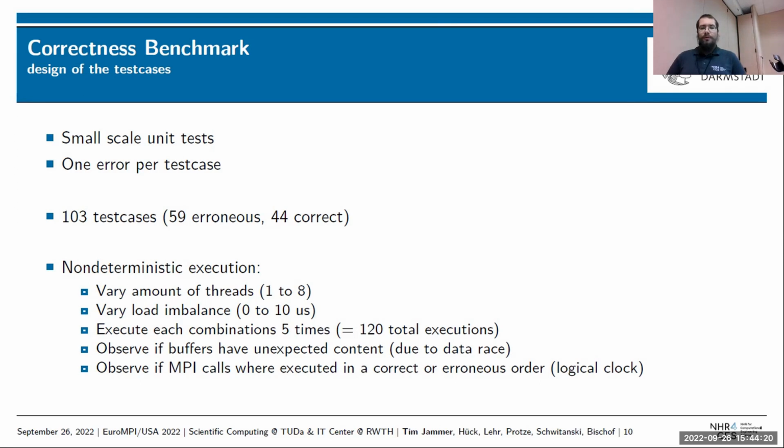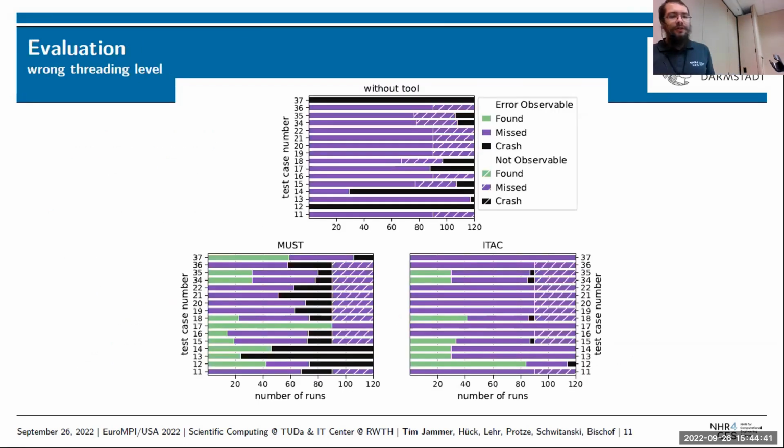Therefore, we observe if the buffer has some unexpected content due to the malicious data race, and we also observe the ordering of MPI calls that happen during execution with a logical clock. And then in the end, we can come back and have a look at the ordering and determine if the actual order that happened during execution was correct or not. So this leads to visualization such as this.